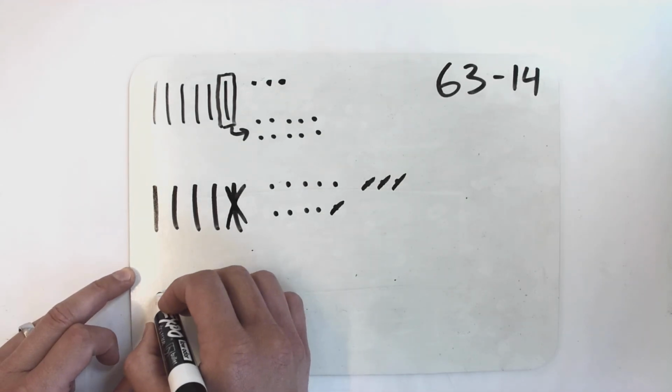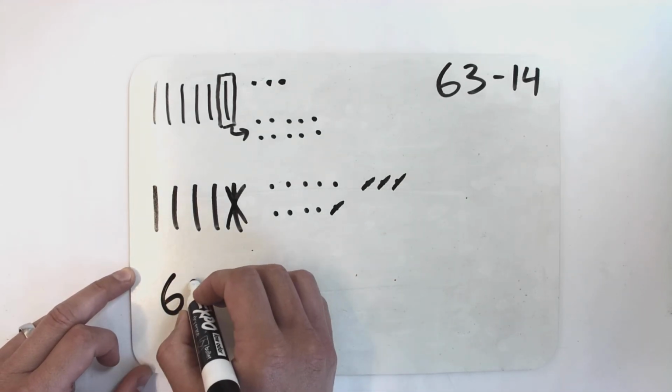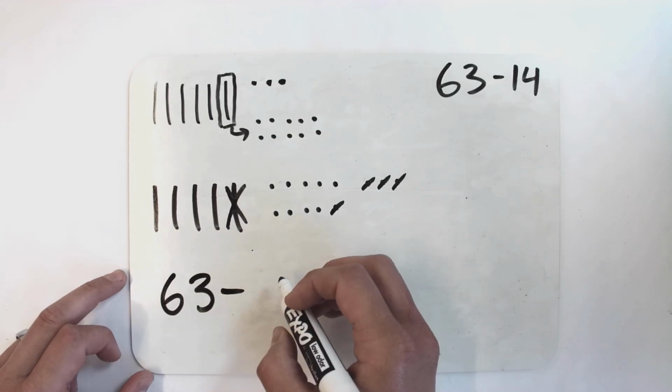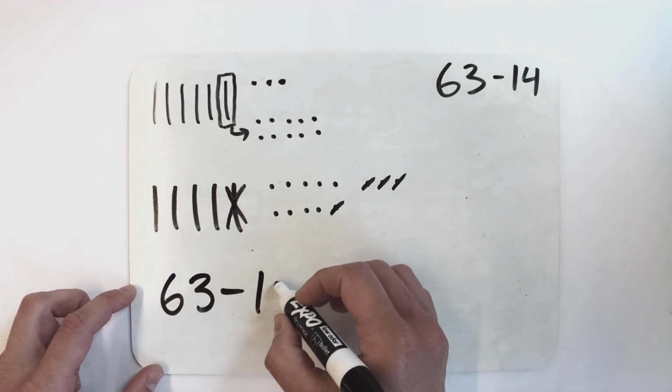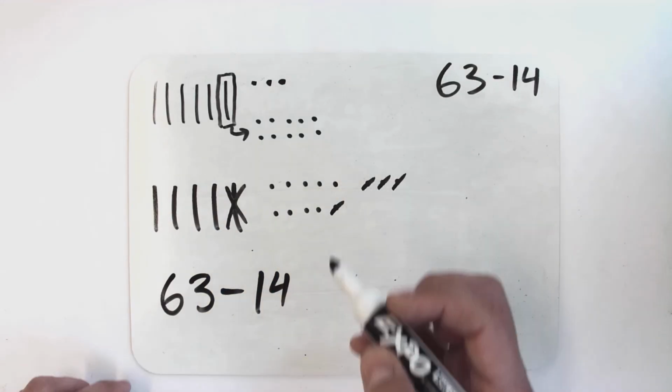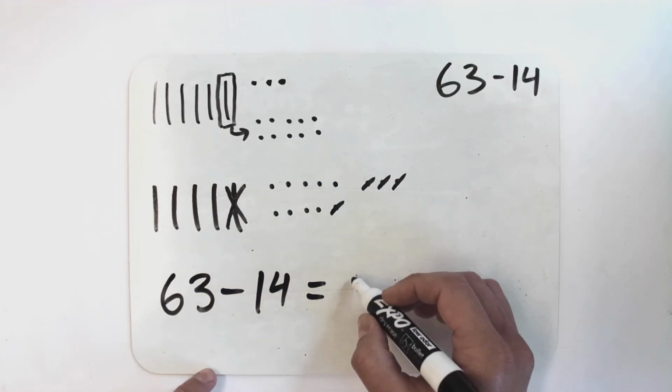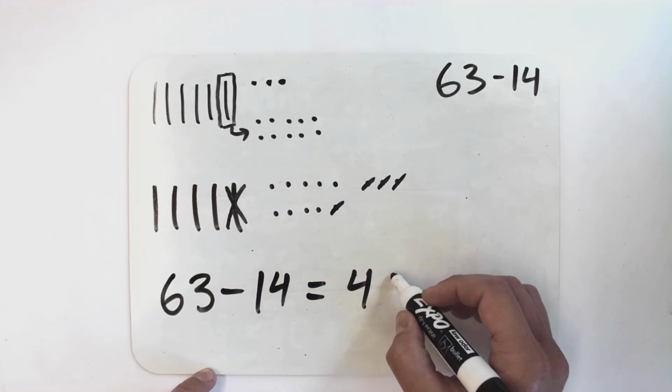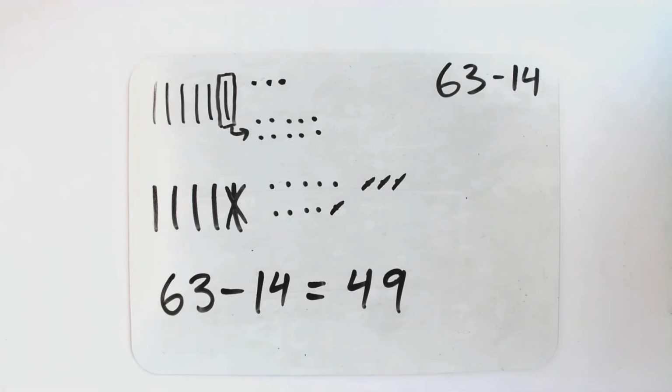And then for our abstract model, right, we'll get to the standard algorithms later that kind of better highlight some of the moves that are actually happening in these models. This would be 63 minus 14 is equal to 49.